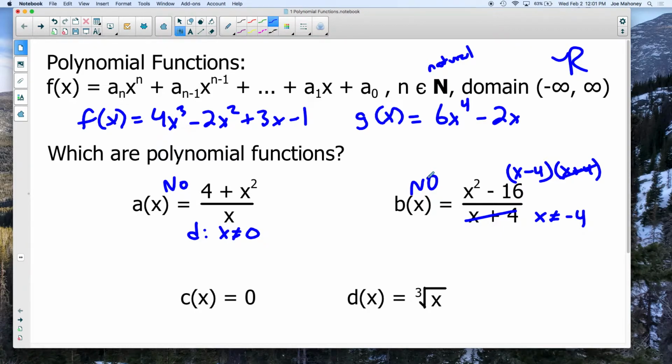If you look at function C, I mean, there's nothing going on with function C, but it is a polynomial function. The exponent on x could be 0. This could be like term a0 up here. So that could be our function. And function D, if we were to write it with an exponent, it would be x to the 1/3 power. And there's a problem right away with our exponents, because our exponents have to be natural numbers, the counting numbers. We can't have a rational exponent. So that's no good there.